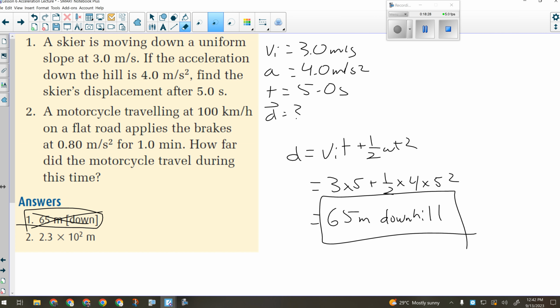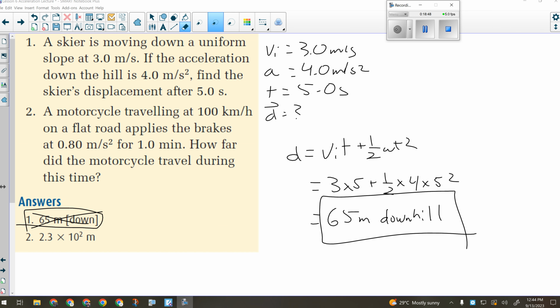Remember that whole kilometers per hour to meters per second thing we learned yesterday. Divide by, what's the magic number? 3.6. Okay, divide kilometers per hour by 3.6, or multiply meters per second by 3.6. We're going the other way.